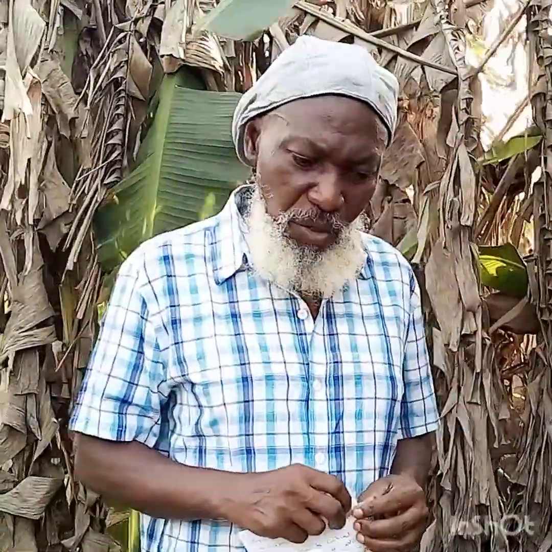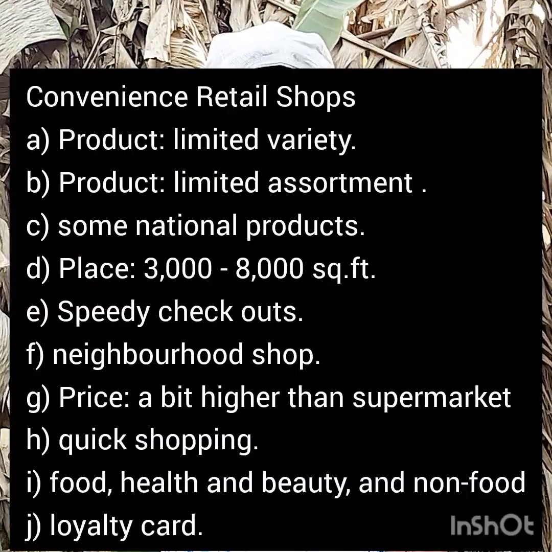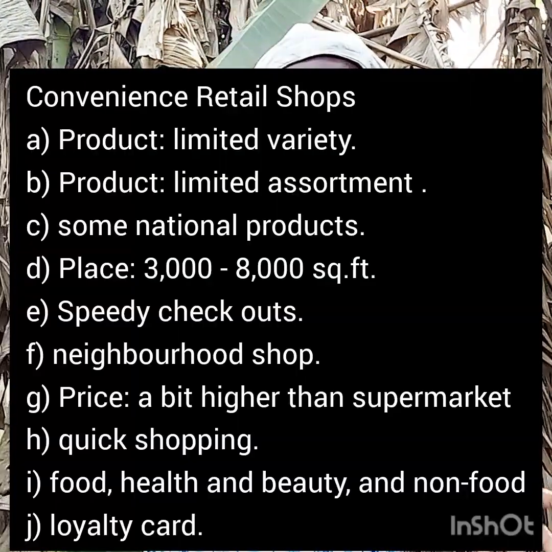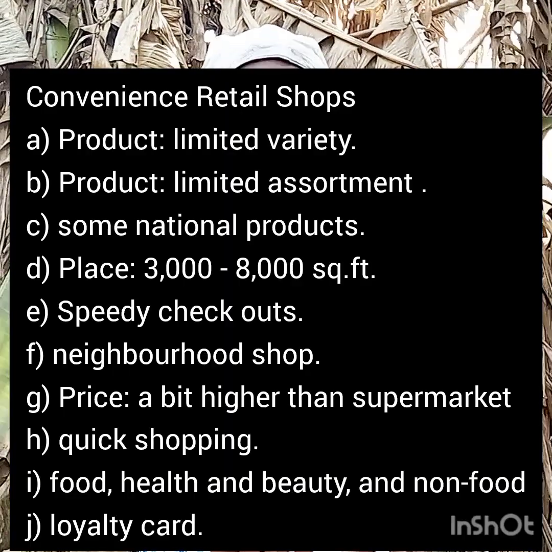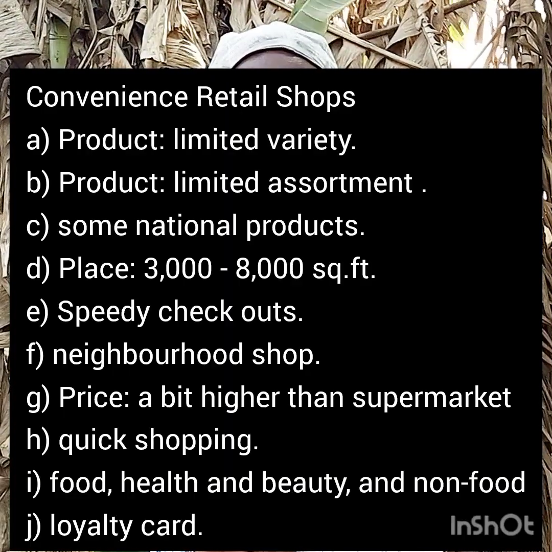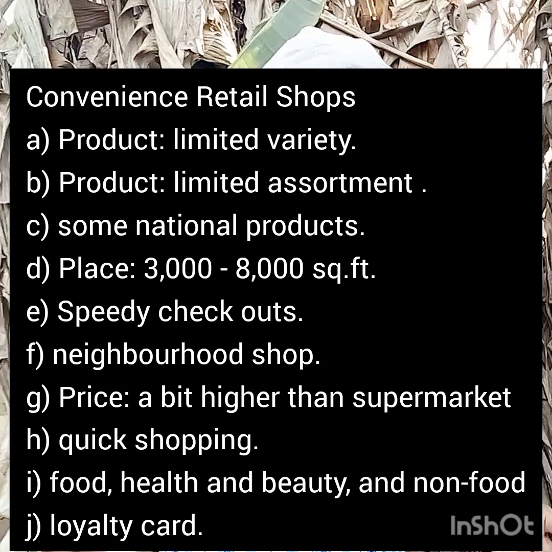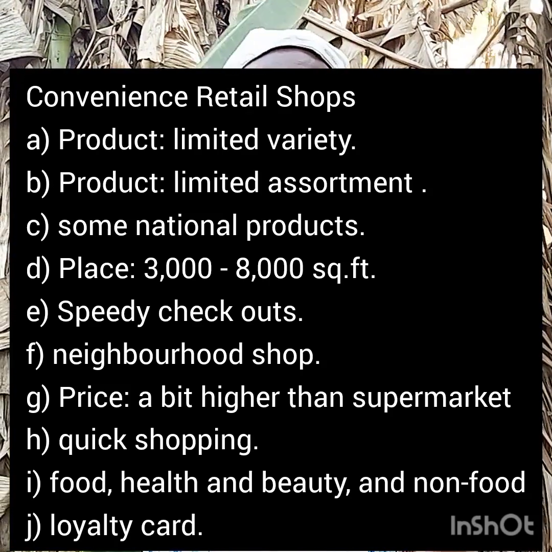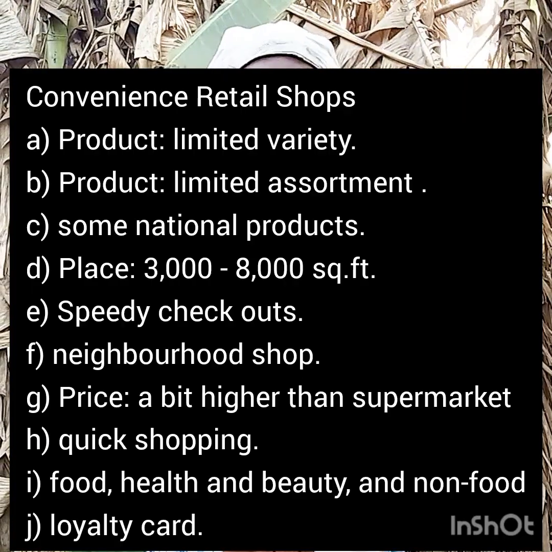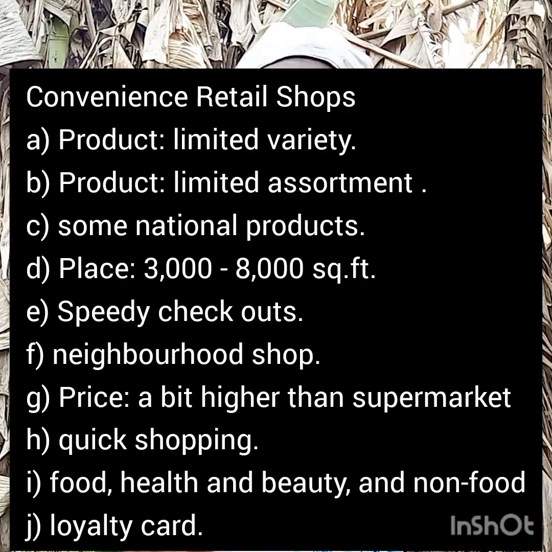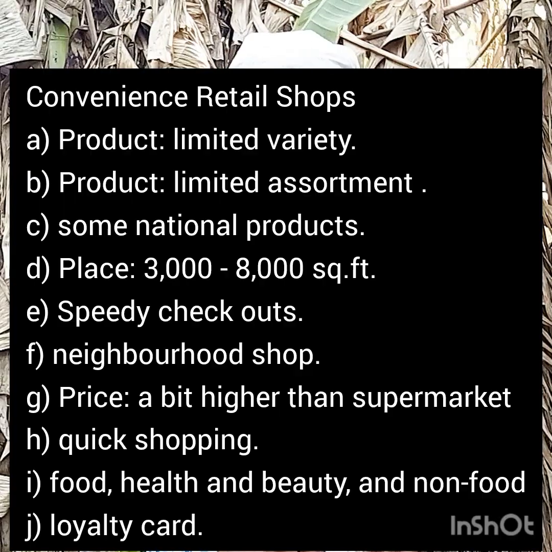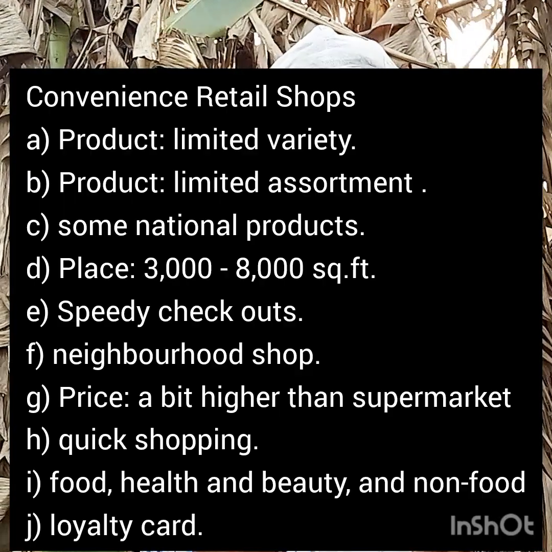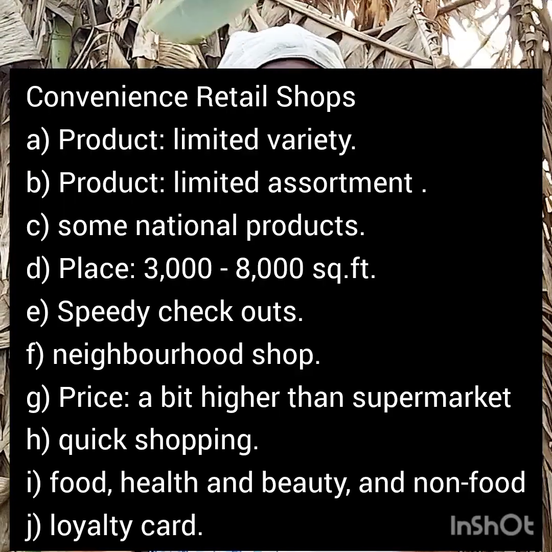All right, let's now go to the formal sector, where we have small shops in our communities, which we call convenience shops. Convenience shops are no more than 3,000 to 8,000 square feet. They have a wide range of assortments, products, varieties, and they sell national products as well. Just be mindful, they sell national products as well, meaning products that are used most nationally: health and beauty products, food products and non-food products are sold in this convenience shop, where you can walk just close by your home. You can walk and pay, and then up you go.